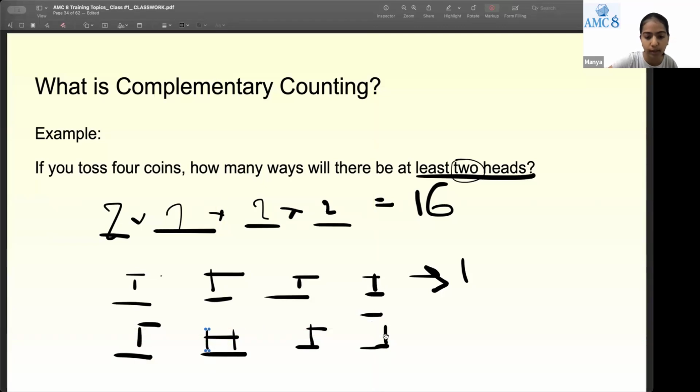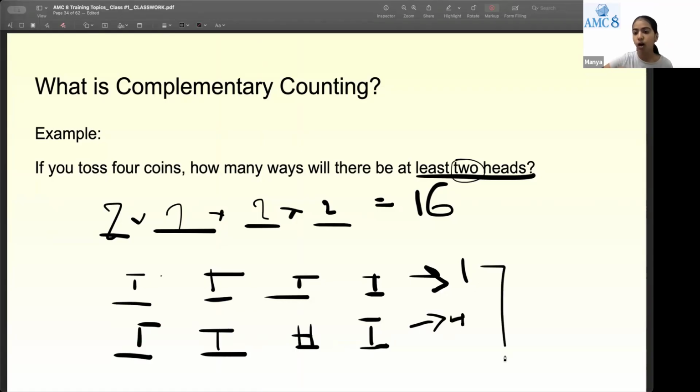Maybe we can do heads there. Or we can switch spots again. And maybe we can do this. Okay, so we can keep switching the head out, meaning that there's 4 ways for this one.